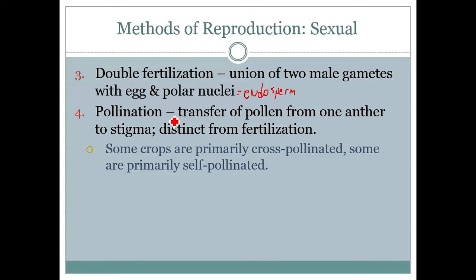Again, pollination is nothing more than the transfer of pollen from the anther to the stigma. It is distinct from fertilization. Just because you get pollination occurring does not mean that you're going to get fertilization occurring. Again, as I pointed out earlier, some crops are primarily cross-pollinated, some are primarily self-pollinated. Most species will fall into one category or the other. Some species, there are a few, can go either way. Cotton is a good example. It can be cross-pollinated or it can be self-pollinated depending upon whether there are insect vectors in the field.